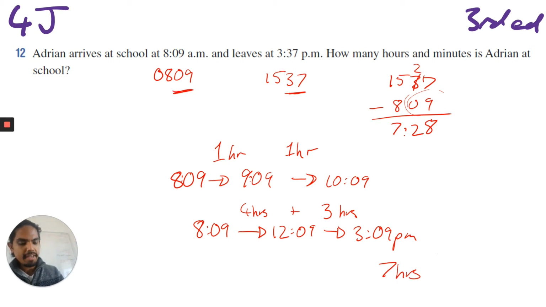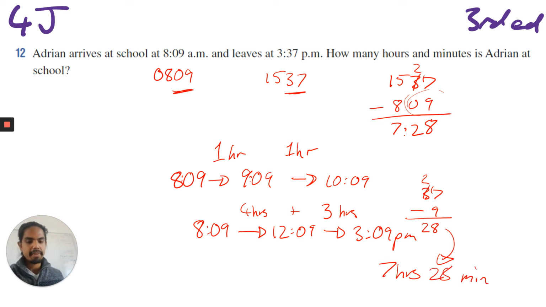Then we can find out, okay, how many more minutes do I need to add? So how do I get from 9 minutes to 37 minutes? Then you can do 37 minus 9 is equal to 28 minutes. So it's 7 hours and 28 minutes. Okay?